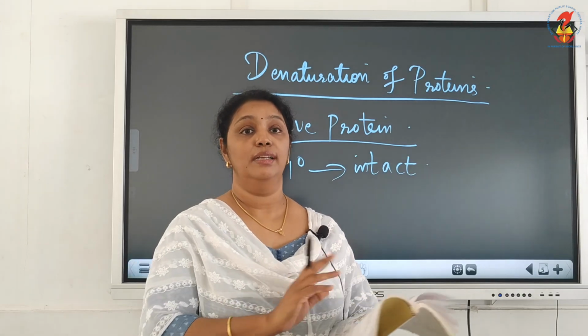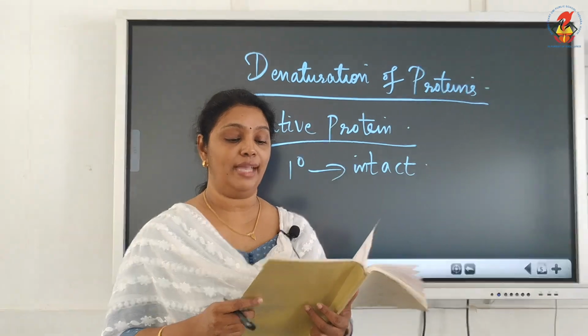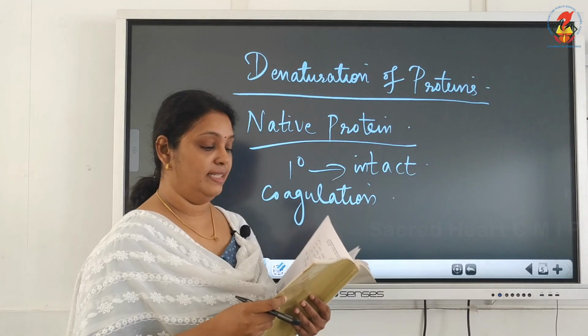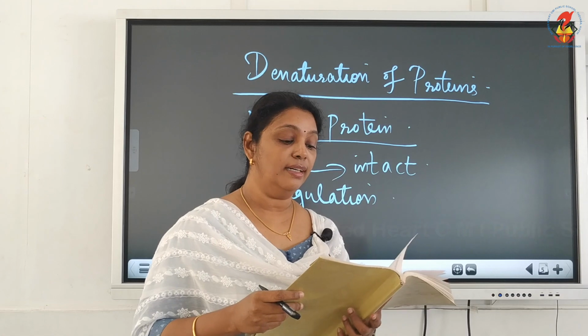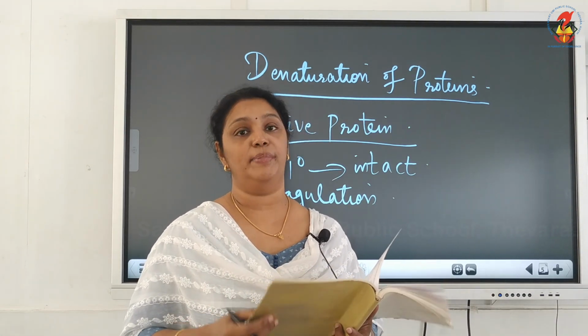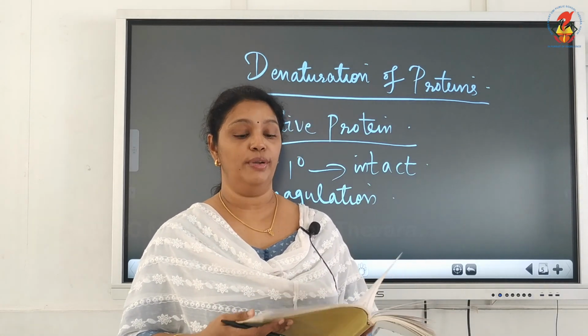And there are 2 examples for denaturation of protein. One is coagulation of egg white on boiling. Also another example is curdling of milk, which is caused by the formation of lactic acid by the bacteria present in milk. So these are 2 examples for denaturation of protein.